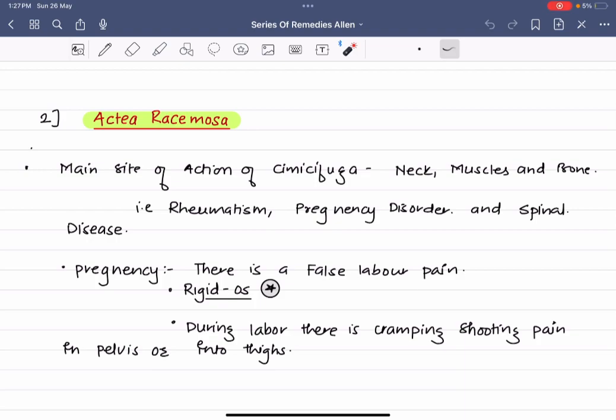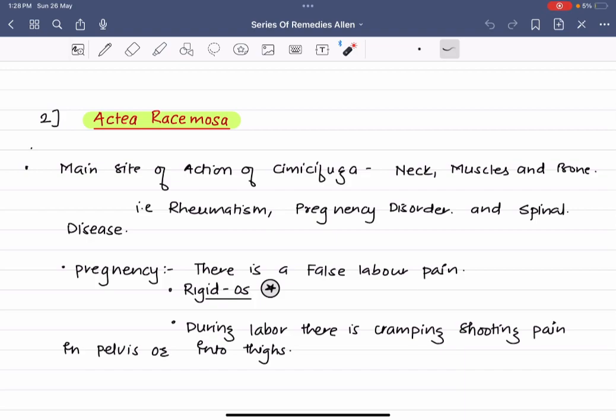Okay, so what is meant by false labor pain? When there is pain but there is an absence of contraction of the uterus and an absence of opening of the os. In such cases, we can think about this remedy. The second important symptom is a rigid os. Generally the internal os is closed even after the contraction of the uterus in the stages of labor. We know that in the third stage of labor there must be an opening of the internal os, but in such cases we don't find the opening of the os, and in such cases we can give Actaea racemosa on the basis of indication.